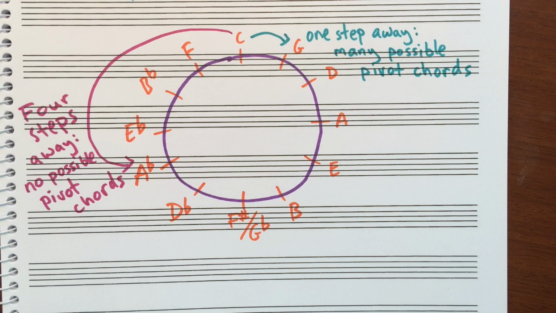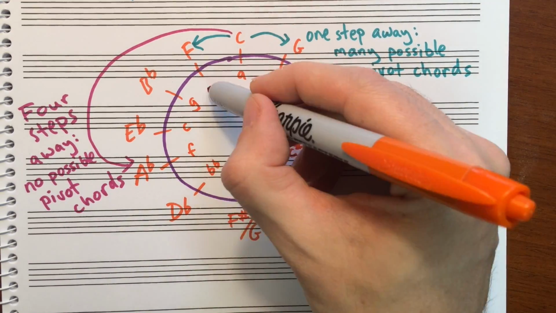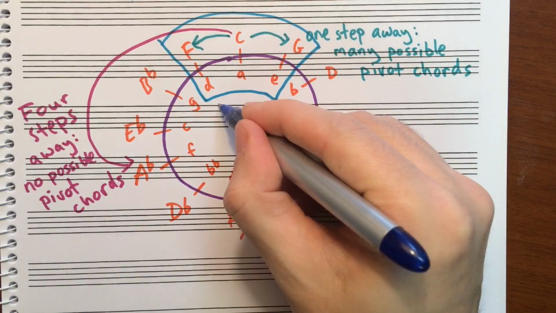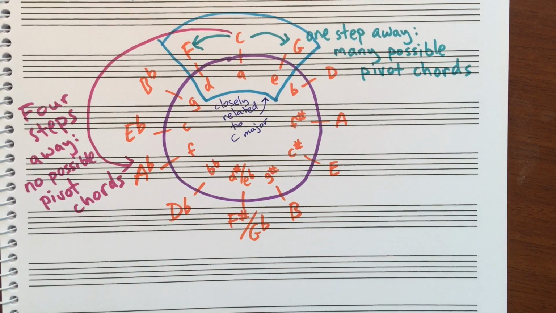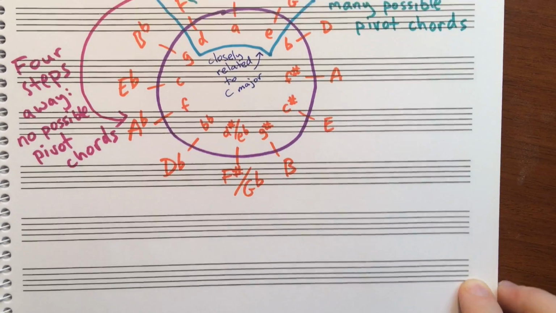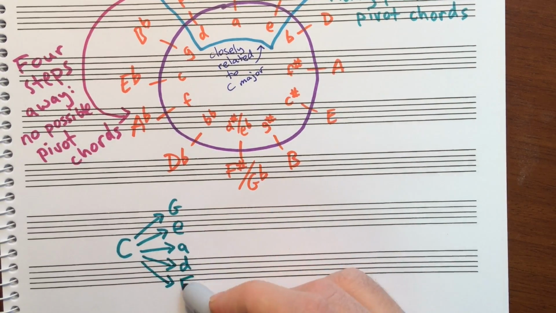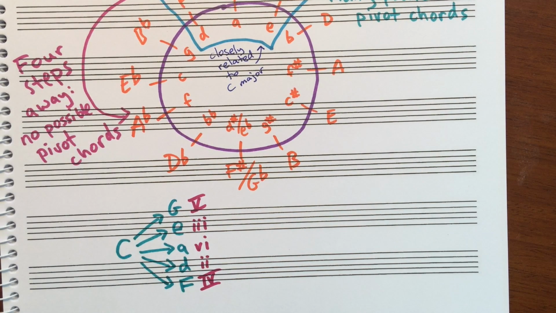C major is also closely related to F major, which is one step away on the circle of fifths in the other direction from G major. C and F major share several diatonic chords, any of which can be used as a diatonic pivot chord. If we add minor keys, we see that A minor, D minor, and E minor are all closely related to C major on the circle of fifths. So that gives us 5 possible keys to modulate to: 5, 4, 6, 3, and 2. Notice that these are all of the keys whose tonic is a chord that exists in C major.